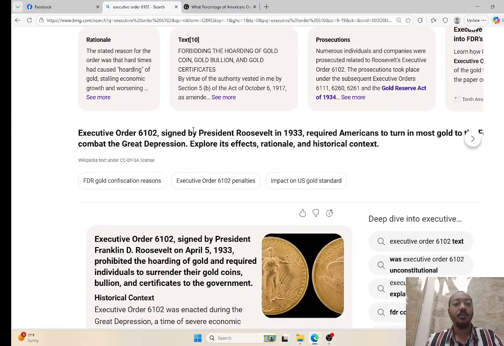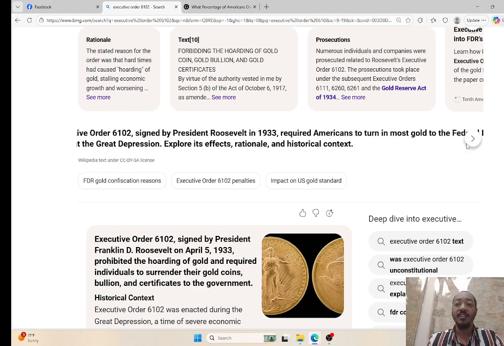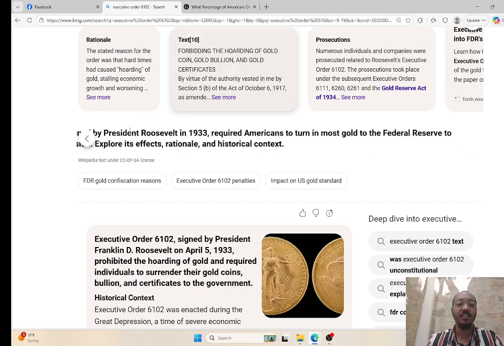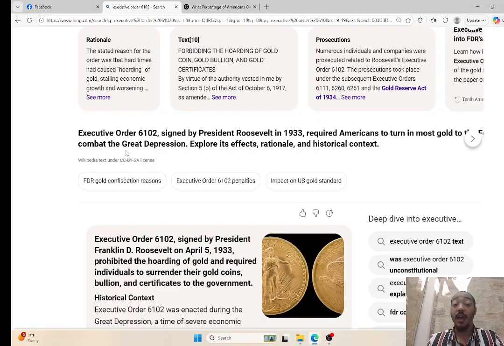All right, so again, as I mentioned, in 1933, the Executive Order 6102 by FDR required Americans to turn in gold to the Federal Reserve to combat the Great Depression. So this wasn't anything that was a suggestion. Okay, this was mandated by our government, so much so that if you did not give them your gold, you face jail time and a fine, significant fine. If I'm not mistaken, I believe it was up to $10,000, which is a lot of money, especially in 1933.